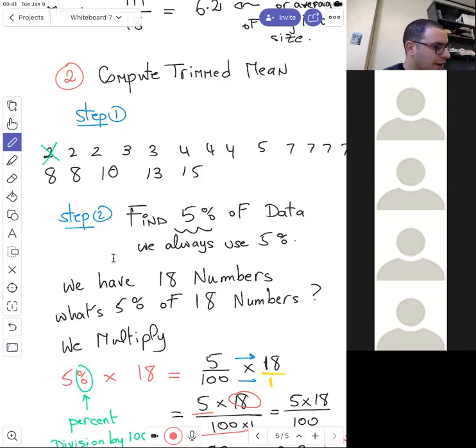So we delete one number from the smallest values and one number from the largest data value. So we need to delete the 15. Okay, one number from the bottom and one number from the top.